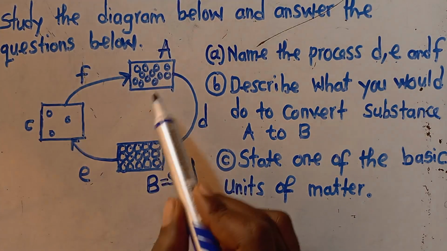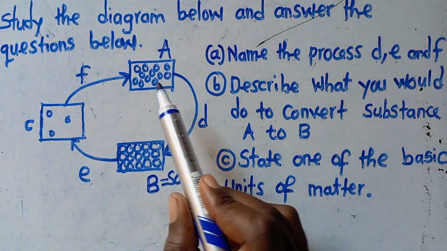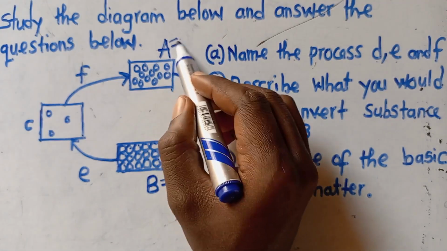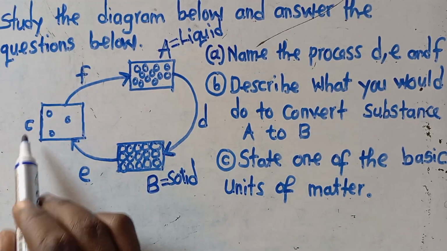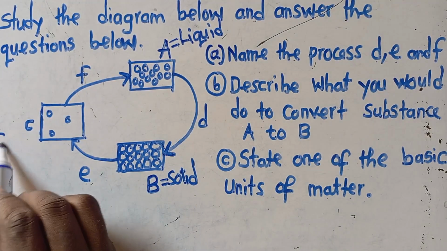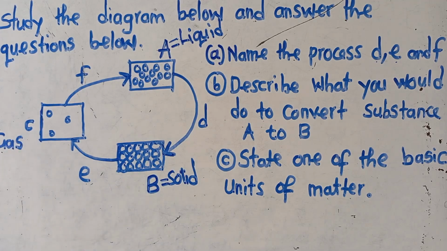Here particles are not well arranged. So meaning this one that is here is a liquid. So I want you to know this before we answer those questions. Then this one here, these are gases. So this is a gas. This is what you are supposed to know.